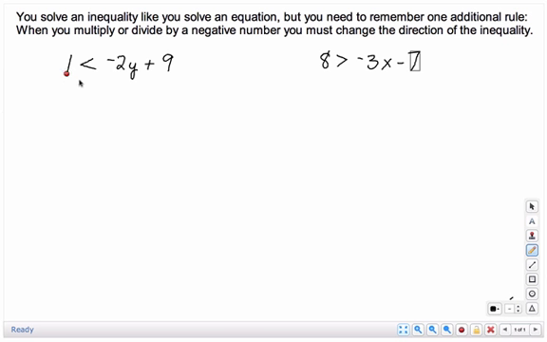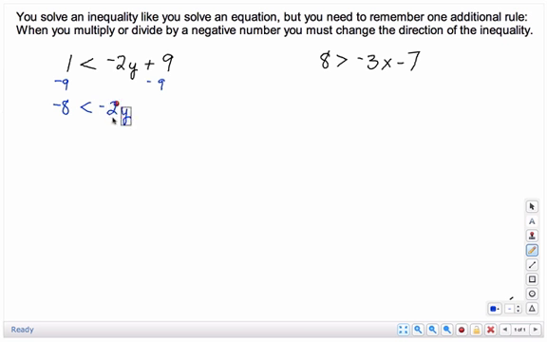So let's solve this example first. I have 1 is less than a negative 2y plus 9. So if that was an equal sign, the first thing I would do would be to subtract 9 from both sides. So let's subtract 9 from both sides. And then we rewrite our inequality. That's going to be a negative 8 is less than a negative 2y.